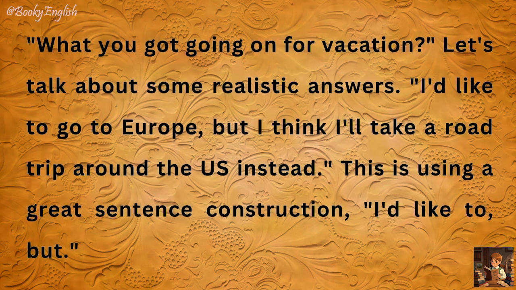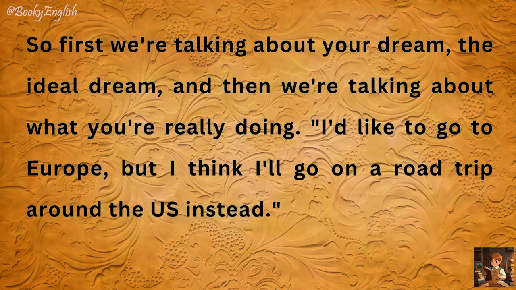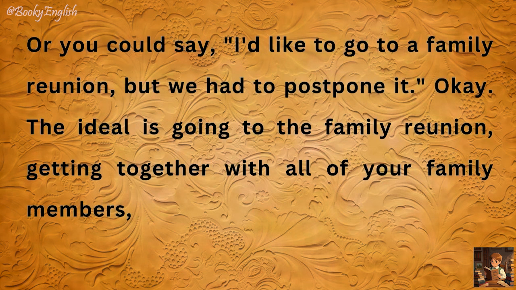I'd like to go to Europe, but I think I'll take a road trip around the US instead. This is using a great sentence construction: I'd like to, but. So first we're talking about your dream, the ideal dream, and then we're talking about what you're really doing. Or you could say, I'd like to go to a family reunion, but we had to postpone it.